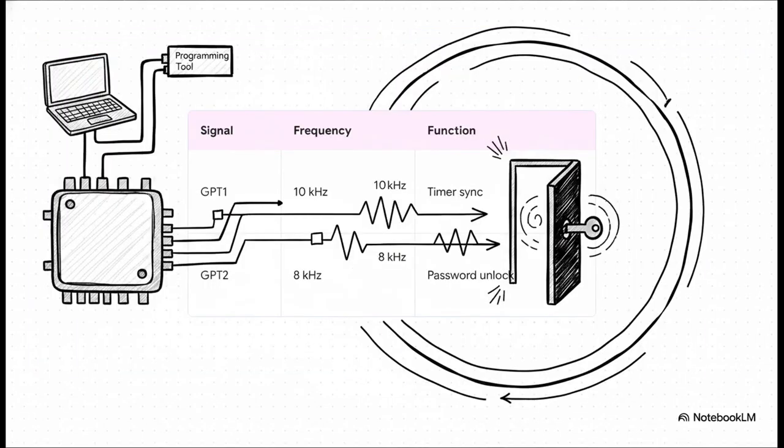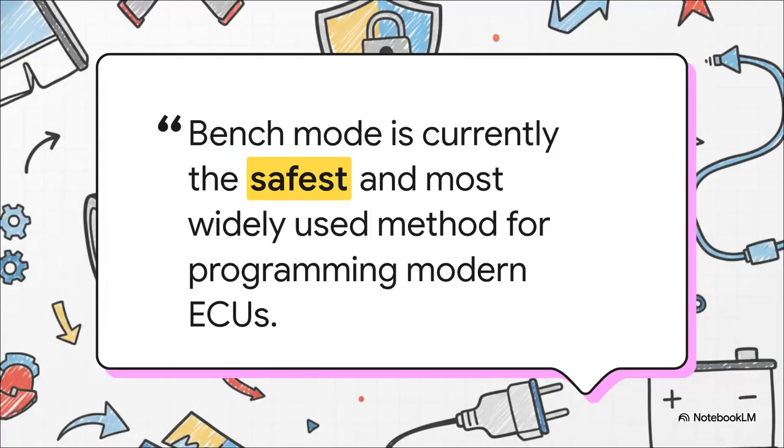But modern ECUs add a whole other layer of security. If we focus specifically on the Bosch ME 17.9, you can see how the tri-core GPT protocol uses incredibly precise 10 kHz and 8 kHz frequencies. It uses these to interact with the microprocessor's timer logic and extract the internal security password. The programming tool applies these exact square wave frequencies to specific pins during startup, basically tricking the ECU into opening a communication doorway.